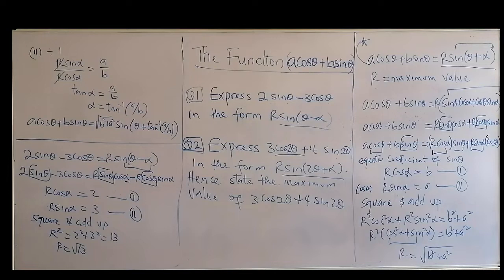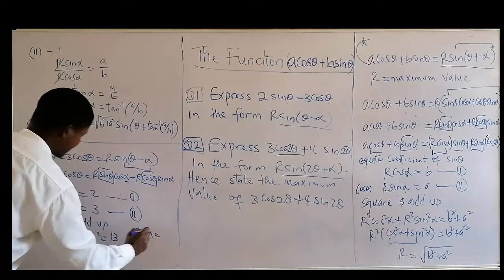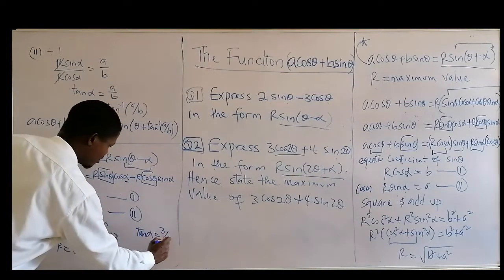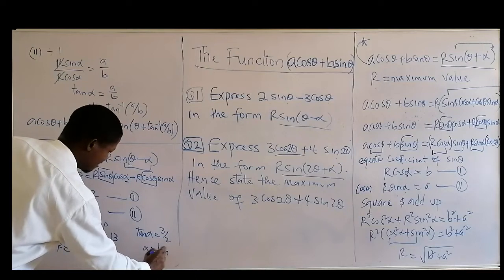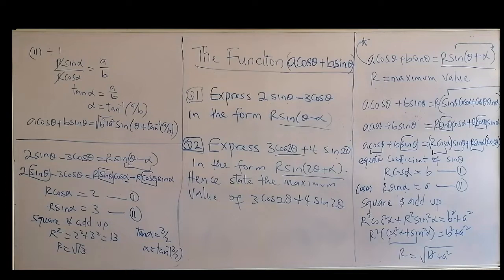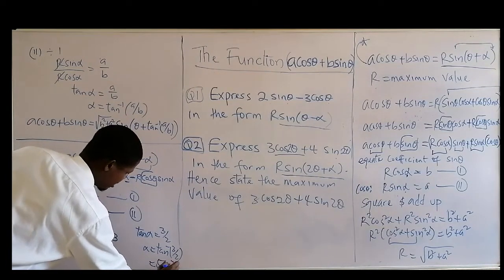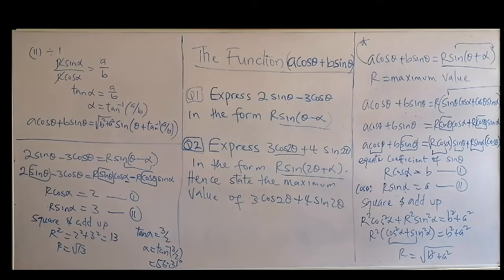Then we can get the angle. You can get your angle from equation 2 divided by equation 1, and that will be tan alpha equal to 3 over 2. So alpha is arctan 3 over 2. You can punch your calculator and get the value for that. That's 56.31 degrees. So that's that on that question.